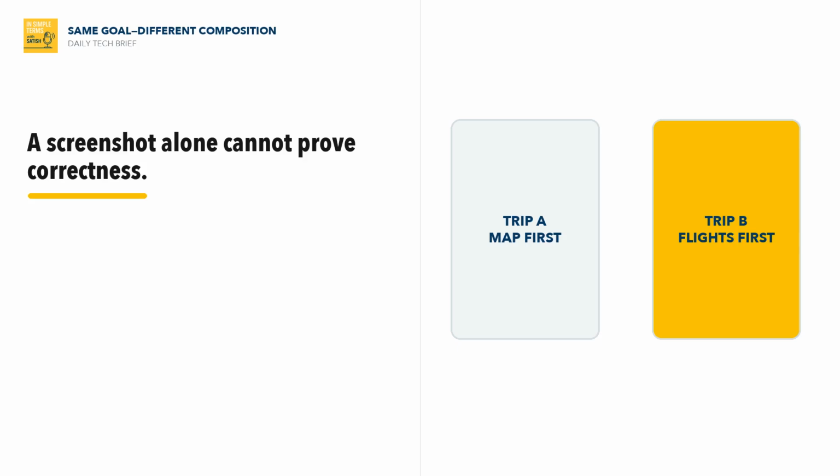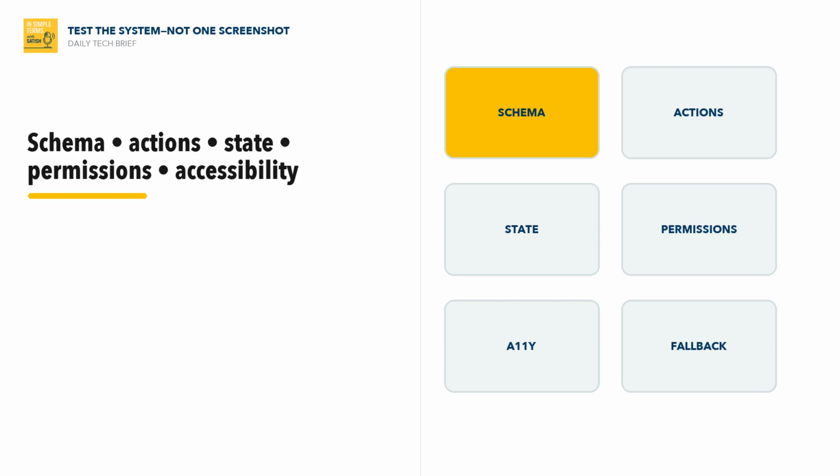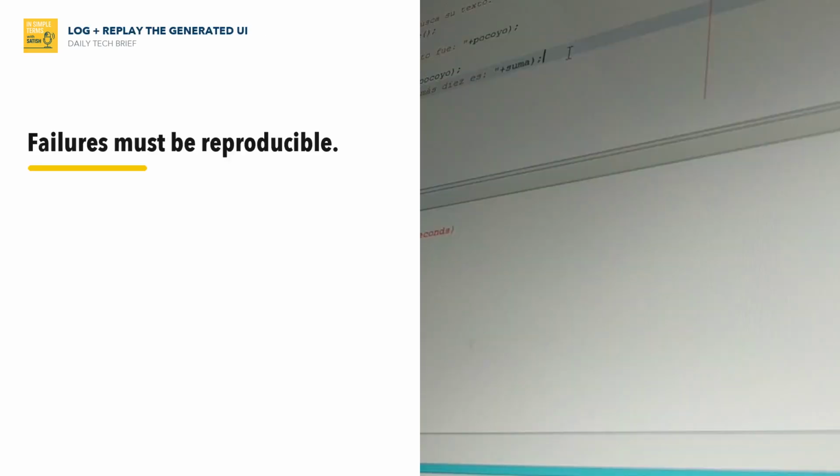2 people can request the same trip and receive different arrangements. A screenshot test is no longer enough. Teams must validate every allowed component, action, state change, permission, accessibility rule, and fallback. They also need logs that can replay the interface when something fails.